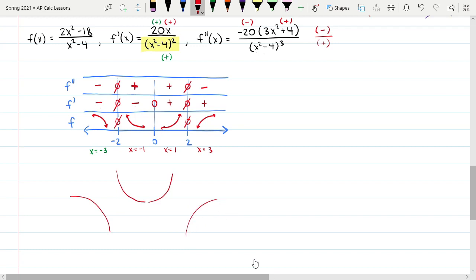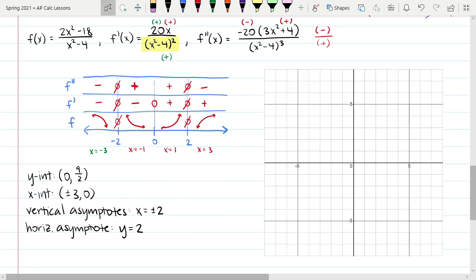But remember, we also had all of that other information we found earlier, such as the intercepts and the asymptotes. So between that information and what we came up with right here on our sign chart, we're now going to be able to sketch this graph. Okay, so I've now filled in all of the information from our previous screen that has our intercepts and our asymptotes, and here's our blank grid.